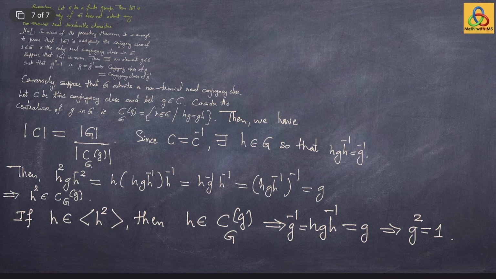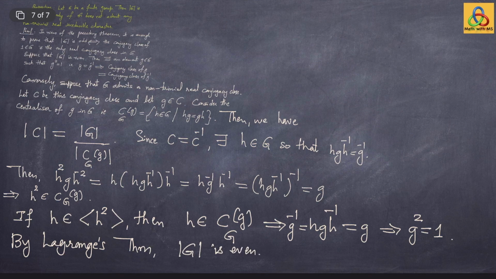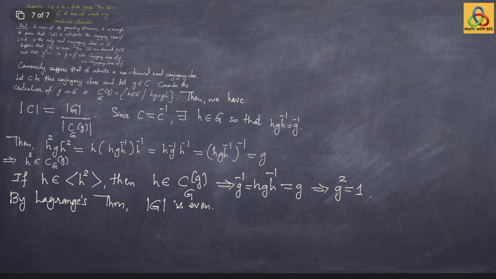By Lagrange's theorem, the order of the group G is even in this case, because the order of every subgroup divides the order of the group G. In particular, a subgroup generated by an element of order 2 should divide the order of the group G. Let's look at the other possibility.